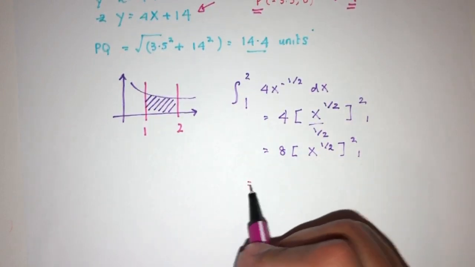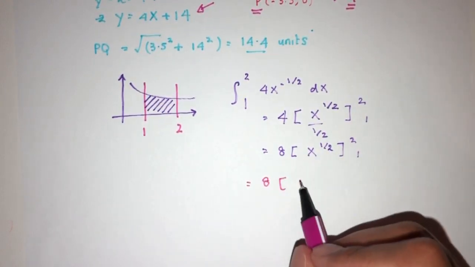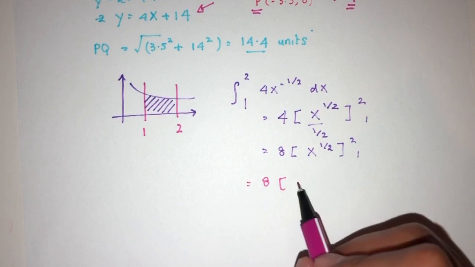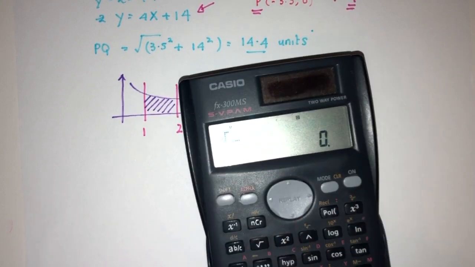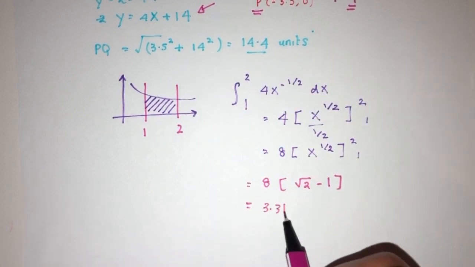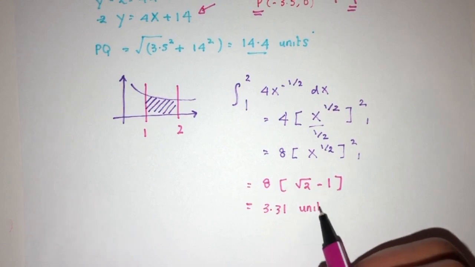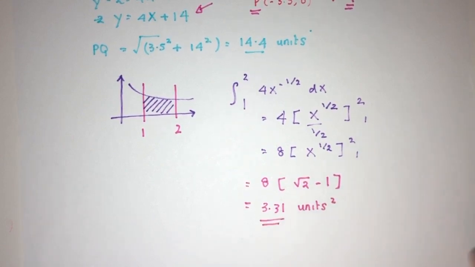Now let's move on with the question. So here we have 8 outside, and 2 to the power half is root 2, minus 1. Let's see what that gives me. So root 2 minus 1, times 8, should be 3.31 units squared, correct to 3 SF.